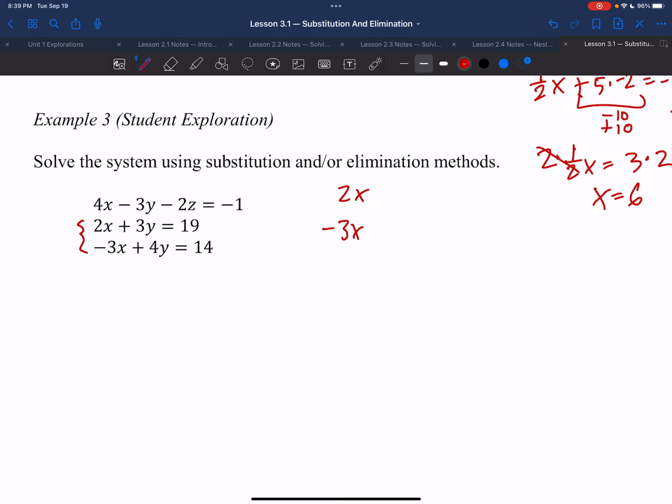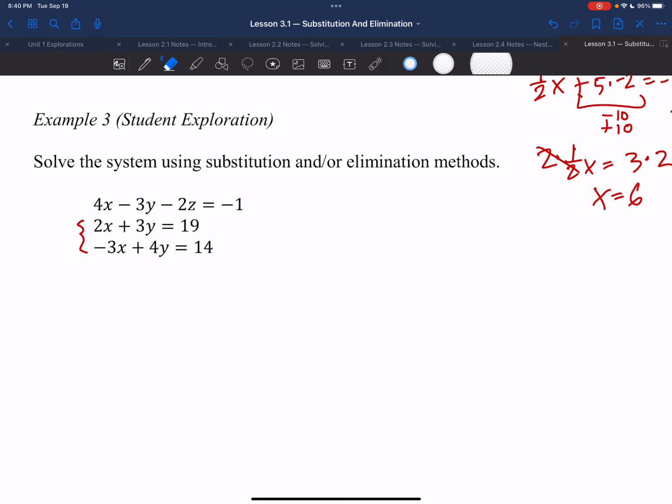Well, one approach would be if I cut this in half, I'll get x, and if I cut this in a third, I'd get negative x, and those would add together and get 0. I might avoid this, though, because then I'll have 19 halves and 14 thirds. And I say, blech, no, thank you. I don't really want to do that. So let me choose a different approach. I could instead multiply by 3 on the first one to get 6x, and multiply by 2 on the bottom to get negative 6x. And if I do that, then they will sum to 0.